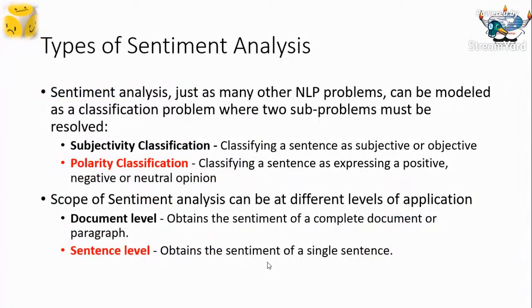So it is just like other natural language processing problems, and here we can say that sentiment analysis has two main possibilities. One is subjectivity classification, another is polarity classification. Subjectivity means whether the sentence is subjective or objective, you can classify that. That is again coming under the NLP part. And polarity classification, this is highlighted in red. Why? Because today we are going to see one example of polarity classification: classifying a sentence as expressing a positive, negative, or neutral emotion or opinion.